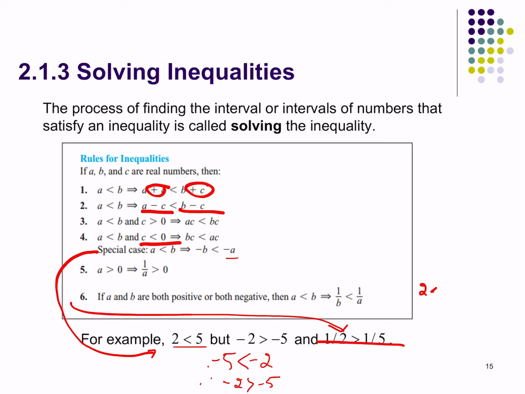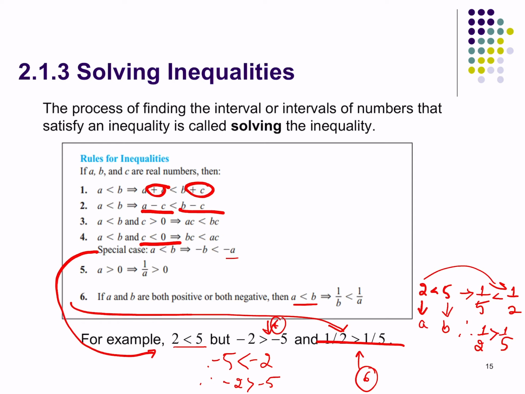Okay, and next, you can also apply rule number 6 to this one as well. So when you have 2 less than 5, 2 becomes A and 5 becomes B, then it implies 1 divided by B, where B is 5, so 1 divided by 5 is less than 1 divided by A, where A in this case is 2. Therefore, 1 divided by 2 is greater than 1 divided by 5. So in this case, you apply rule number 6, and in the other case, you apply the special case in rule number 4. Okay, so that's our 6 rules for the inequality.